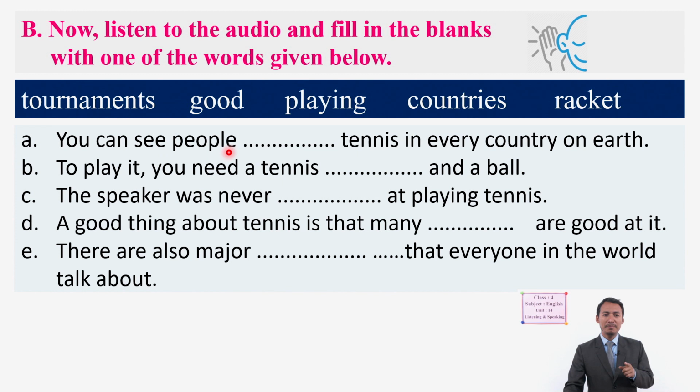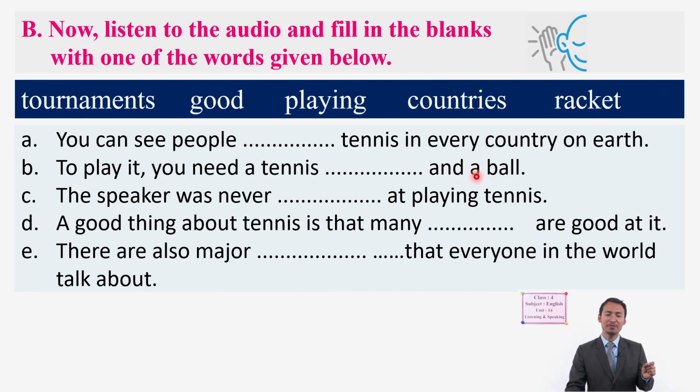Okay, you can see people. Let's guess the meaning. You can see people. What do you think here? Playing tennis? Good tennis? Country's tennis? Which one is the best here? Yes, playing tennis in every country on earth. Okay, that is our guess. To play it, you need a tennis. What do you need? Yes, you are right. Racket, a tennis racket and a ball.